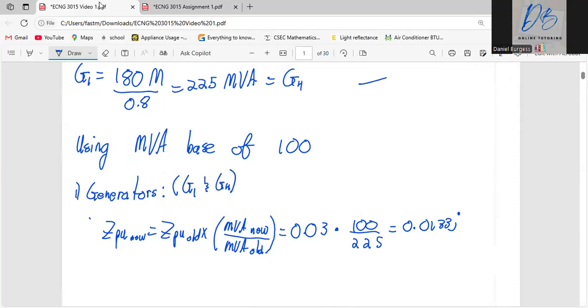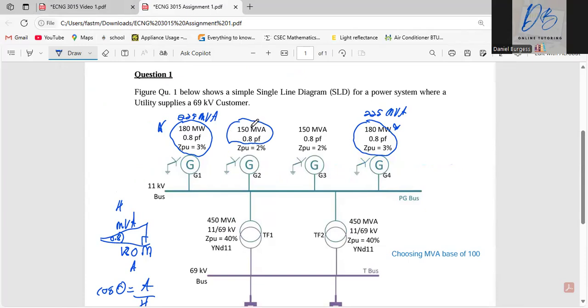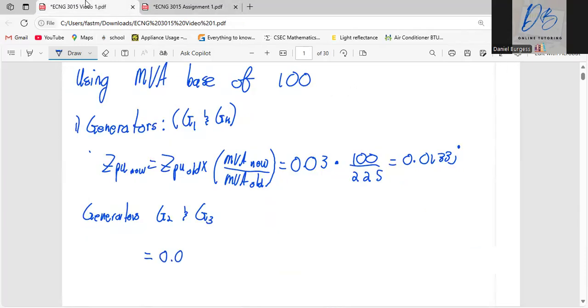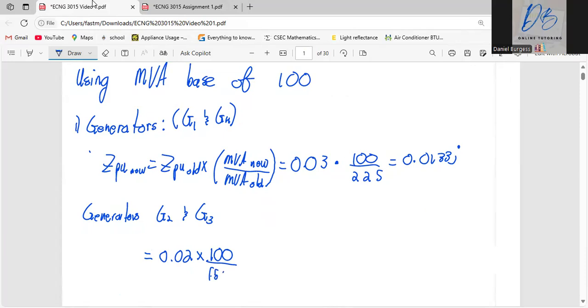and G4. And then for generators G2 and G3, it'll be the same equation. The Z old is 0.02 for both of them, the MVA new is 100, and the old MVA is 150. When you multiply that out, you'll end up with 0.0133 j. So those are the generators.